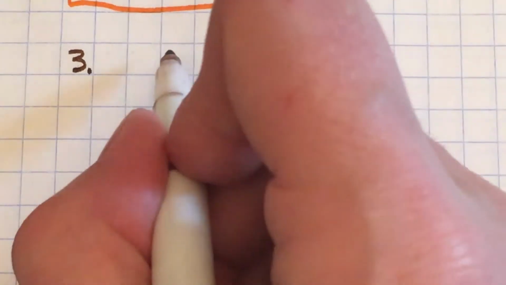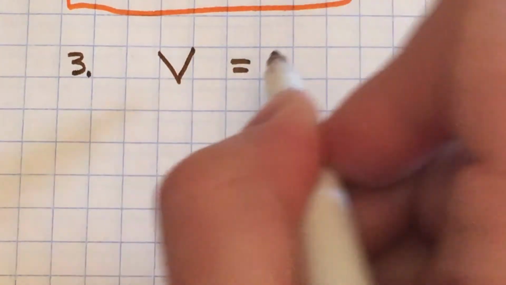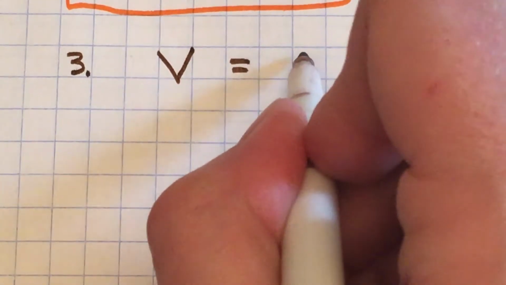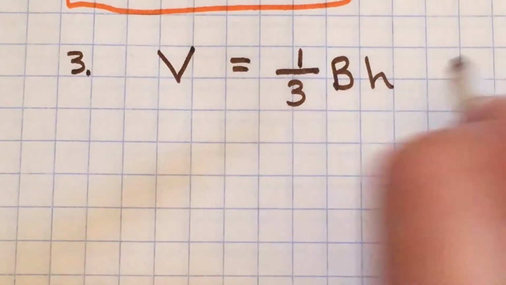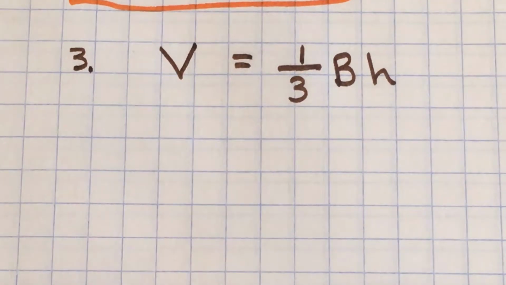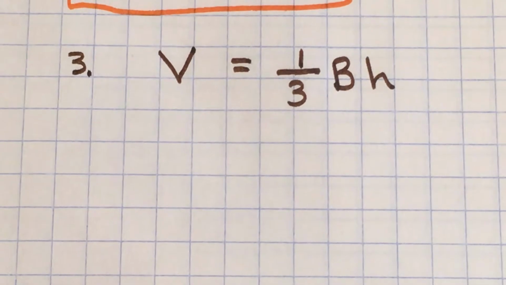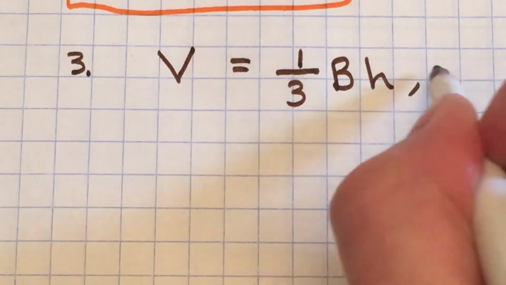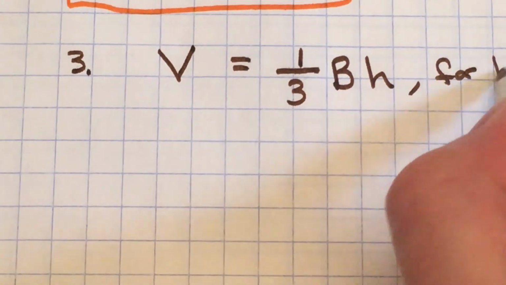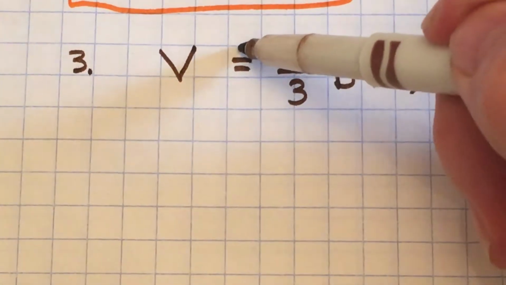Problem number 3. V. What does V stand for in mathematics? Do you remember? Volume. Okay. So we have the volume of a cone is 1/3 the area of the base times the height. And we are solving for the height. All right. Here's the river.